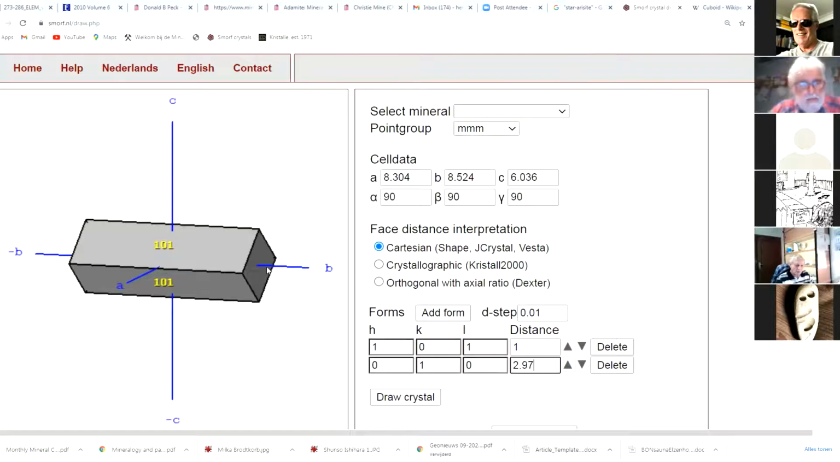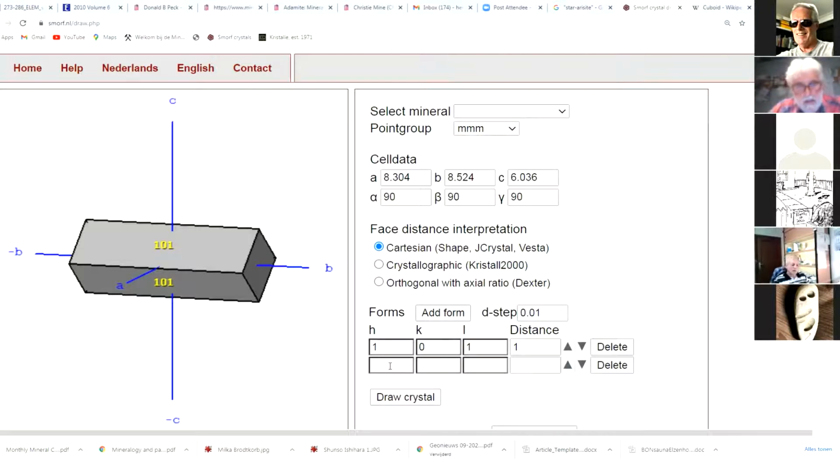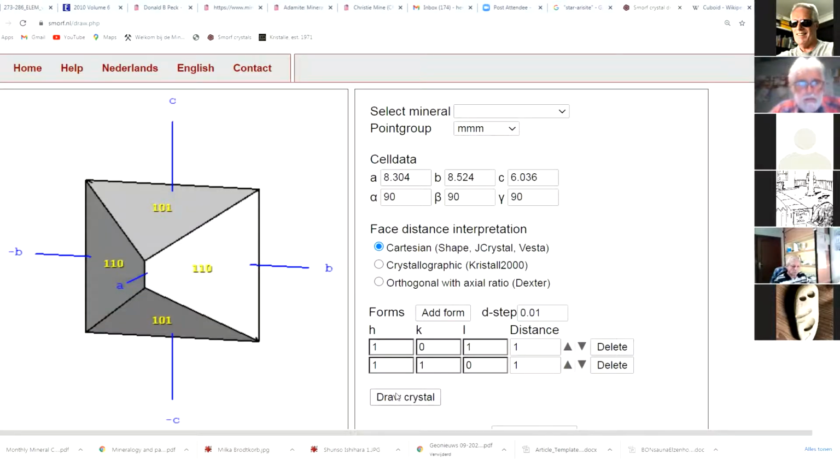And so that form is a face that will cut off the B axis, will cut off the A axis, but will be parallel to the C axis. So it has to be something like this. If we draw the crystal, there you go.